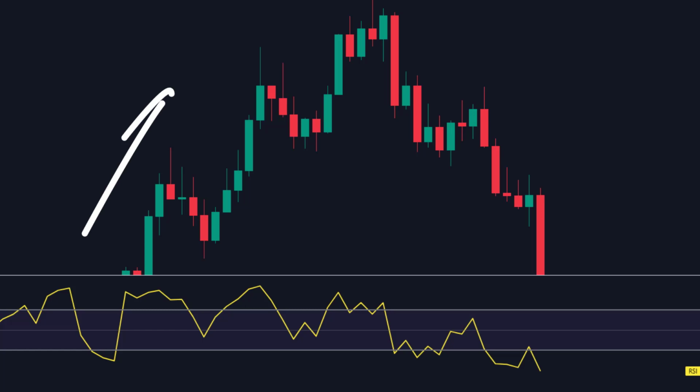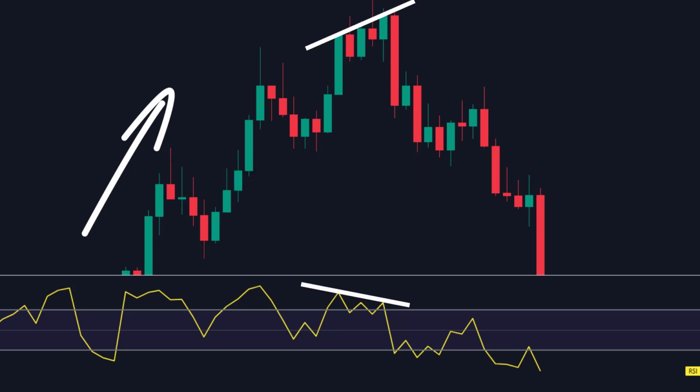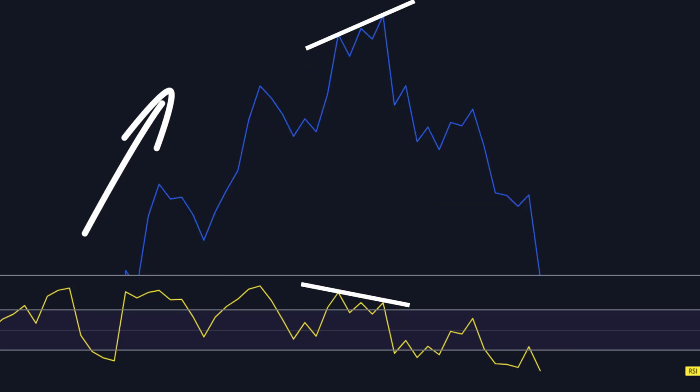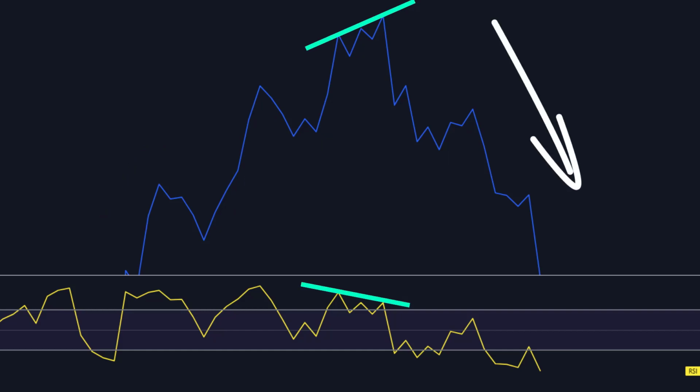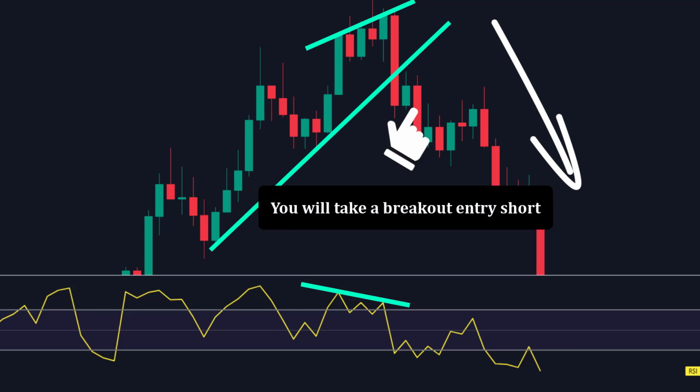Here you can see that the price moved up making higher highs before forming this negative wide divergence. Notice that the price didn't reverse immediately. Instead, it formed this second tight divergence and reversed. To make the divergence more visible, let's switch to the line chart. Now you can see that the price formed this tight divergence before reversing. Let's switch back to the candlestick chart. To further confirm the reversal, you will put a trend line like this, and after the price broke below the trend line, you will take a breakout entry short.